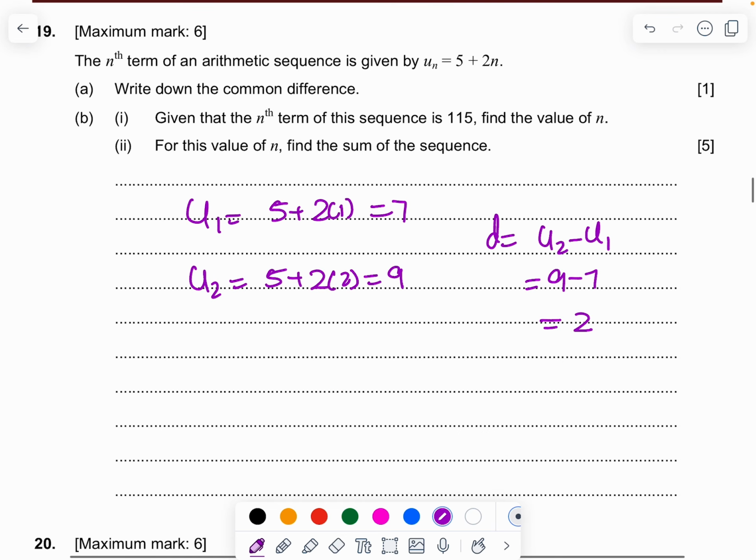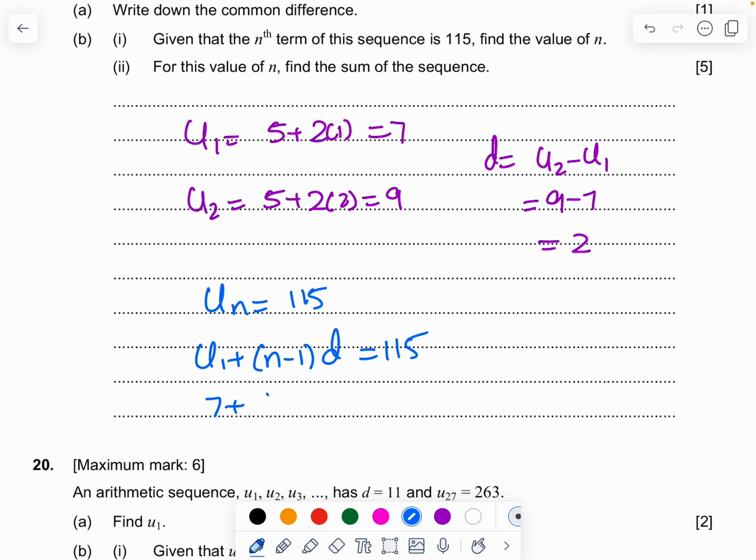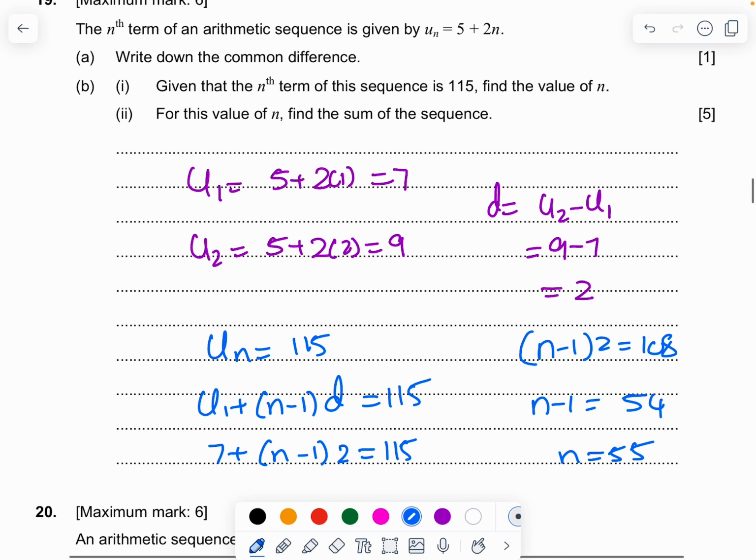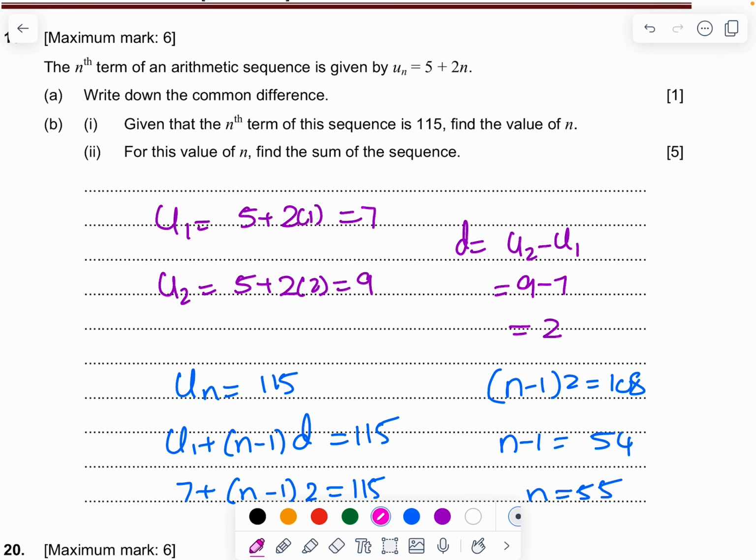Given that the nth term is this one, find the value of n. Nth term is 115. Nth term formula u1 plus n minus 1 times d equals 115. What's u1? 7 plus n minus 1 times d equals 115. n minus 1 times 2 equals 108. n minus 1 equals 54. n equals 55. Find the sum of this sequence. So 55 upon 2, first term plus last term. Simplify that, you should be getting 3355. That's the answer.